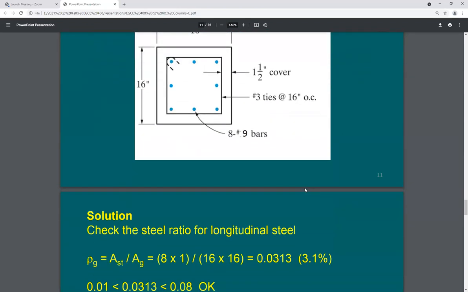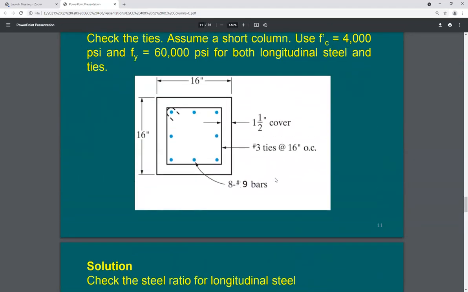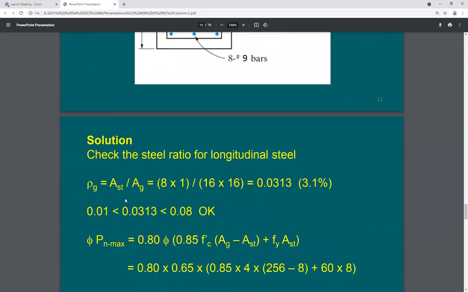Another thing I also need. Let me check here the amount of reinforcement. How much reinforcement do I have? It says 8 number 9, meaning that As is going to be equal to 8 times 1, right? 8 square inches. The cross section of the column itself is going to be 16 by 16. The steel ratio here is going to be 0.03, which means 3%. What is your minimum steel ratio? You guys remember the steel ratio, minimum, max?